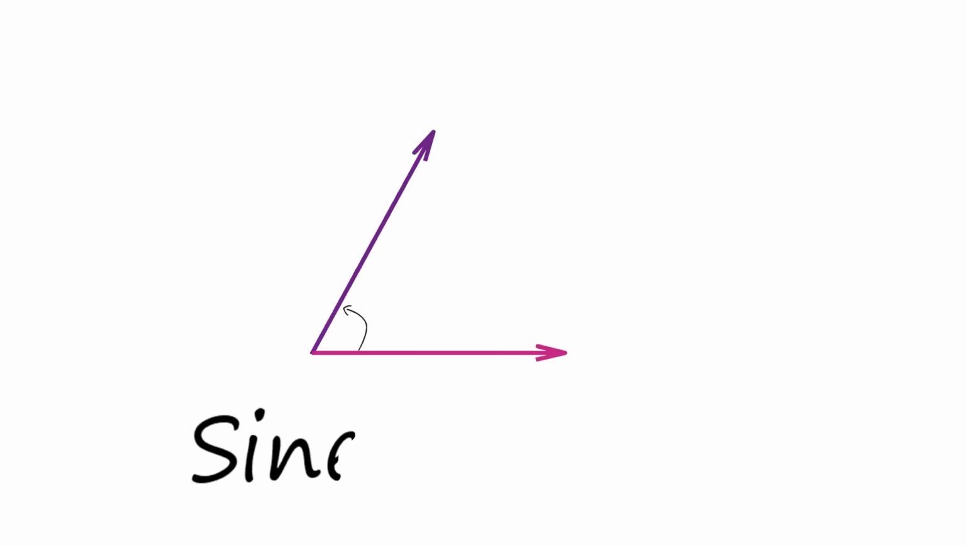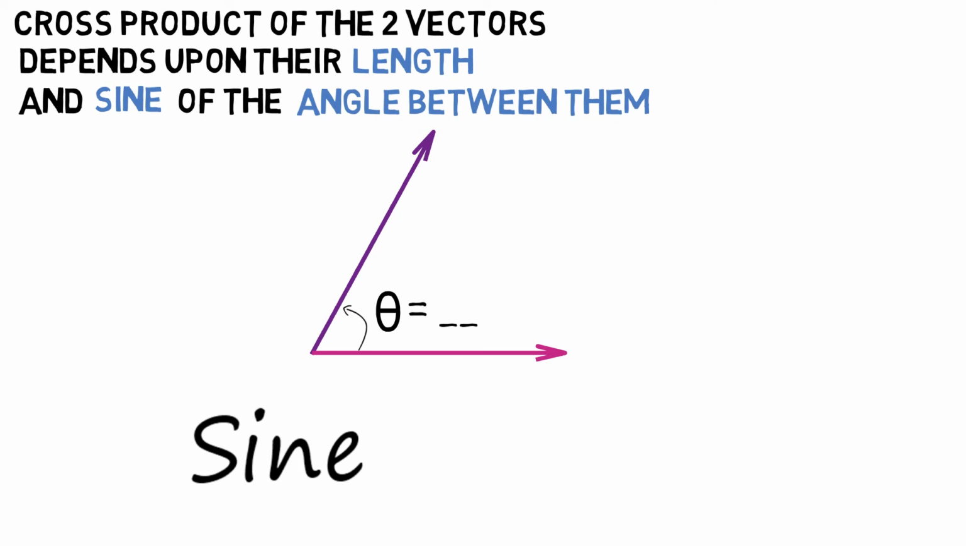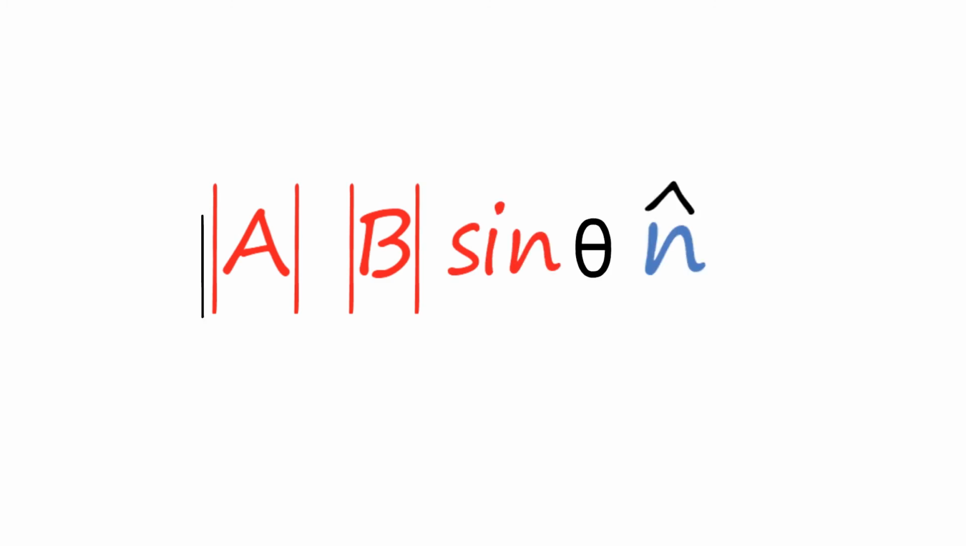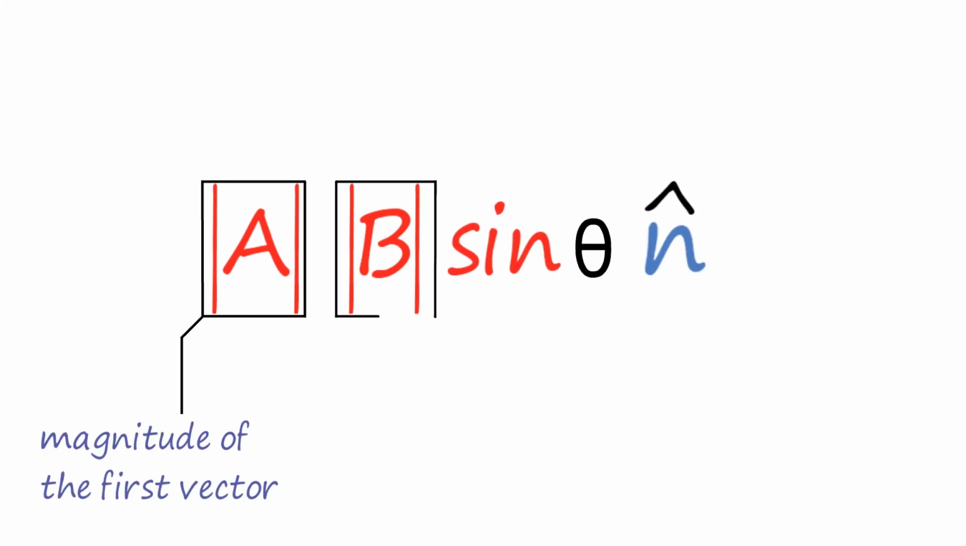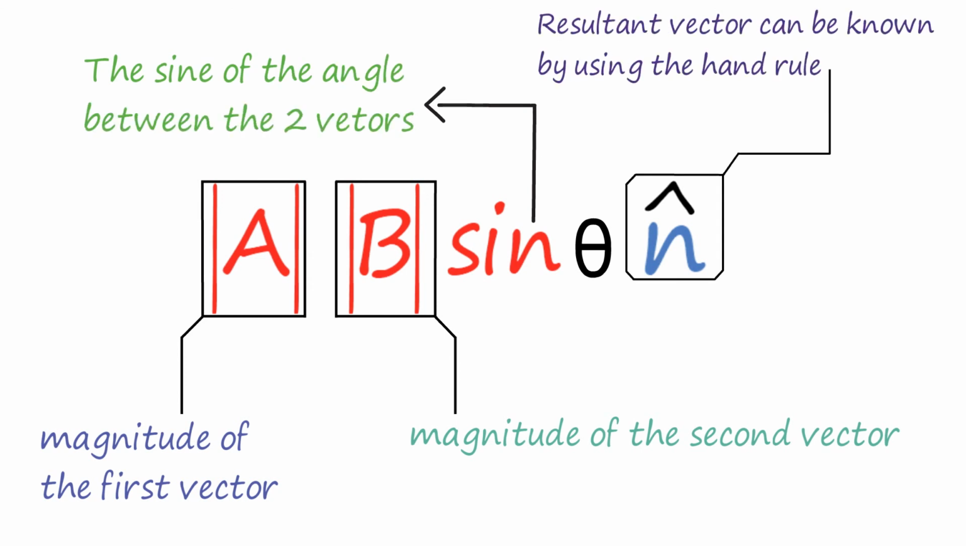And so that's why the cross product of two vectors is directly dependent on the sine of the angle between them. Hence, we can state the formula of cross product of two vectors as magnitude of A multiplied with the magnitude of B, and finally multiplied by the sine of the angle between them.